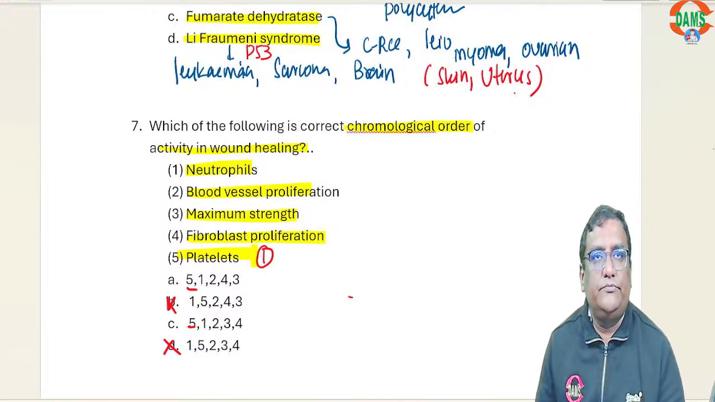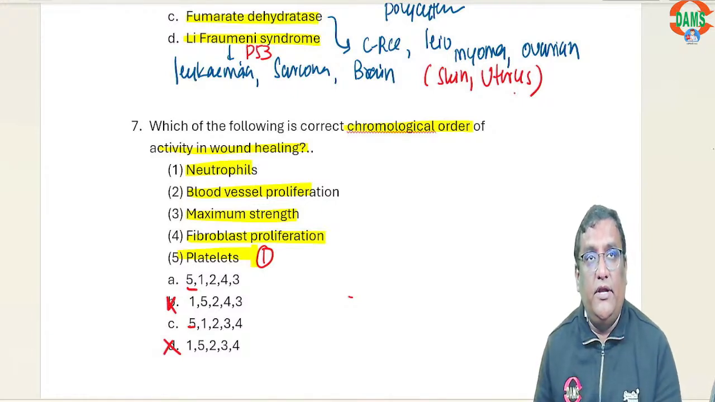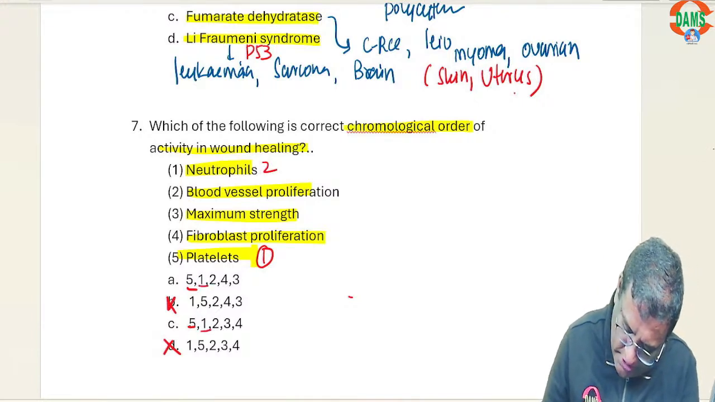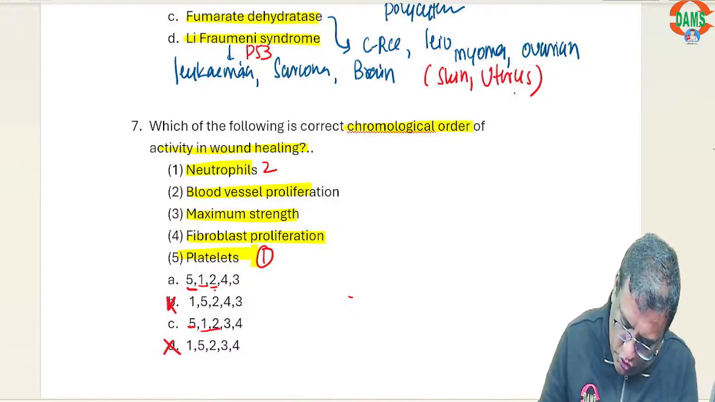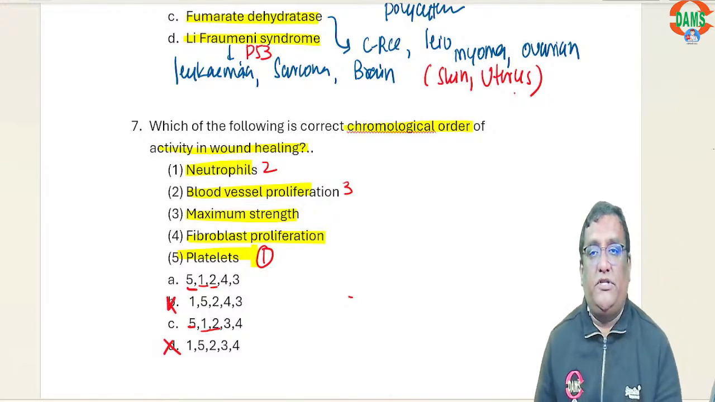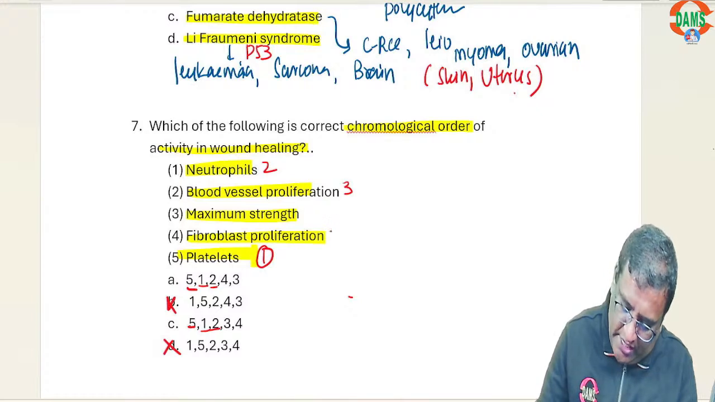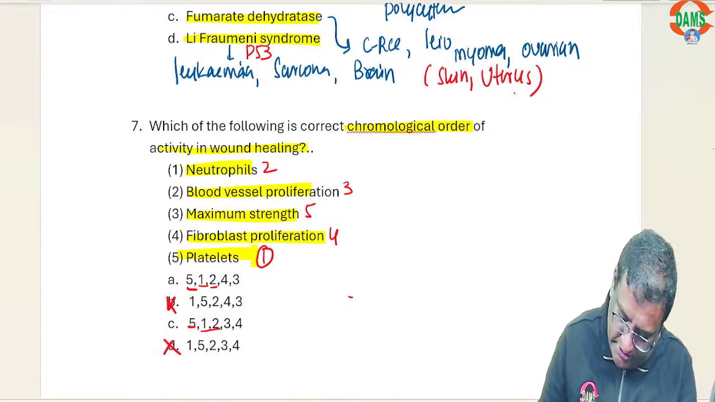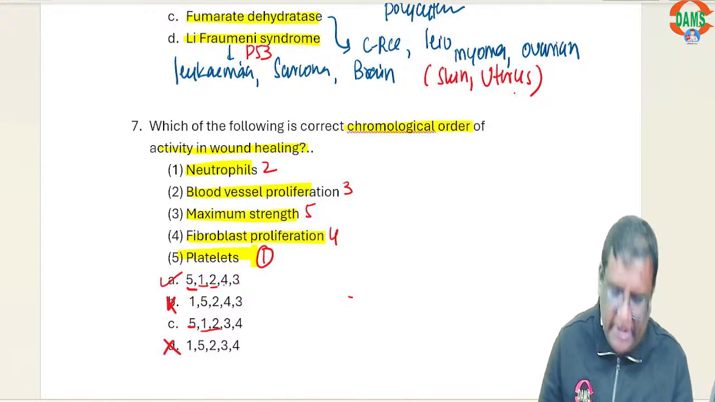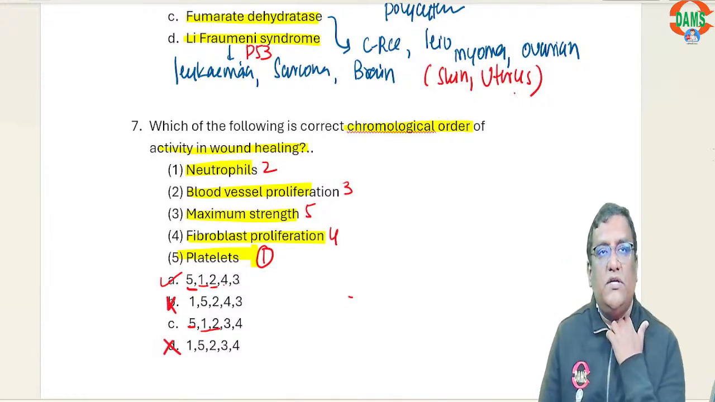Next. No, not B, sir. First will not be neutrophils. First one will be platelets, next will be neutrophils. Both of them start with 5, then 1, then both contain 2, which is blood vessel proliferation. Then, maximum strength or fibroblast proliferation, which will happen before? Maximum strength will be the last one. So basically it will be 5, then 1, then 2, then 4, then 3. Option A is the correct answer here. Question 7, option A.